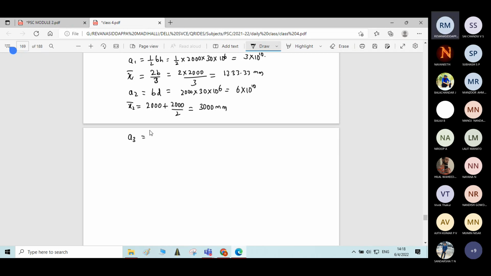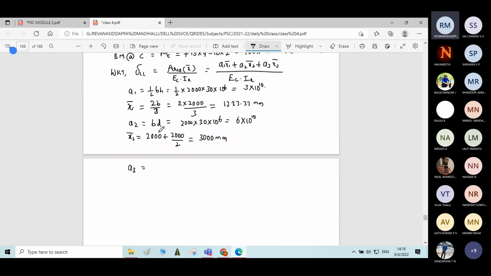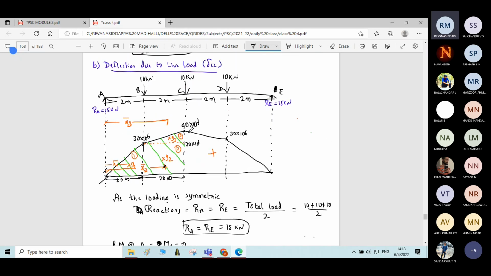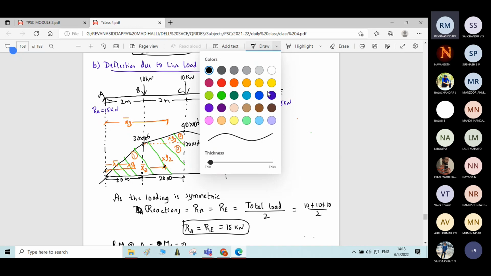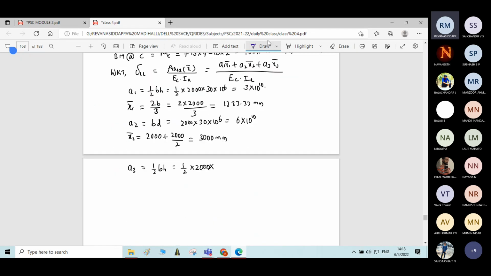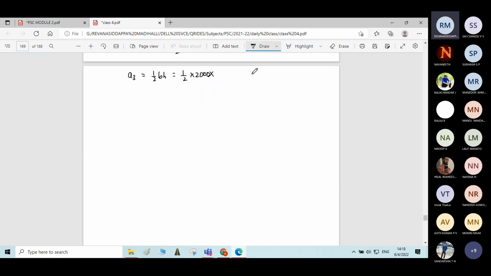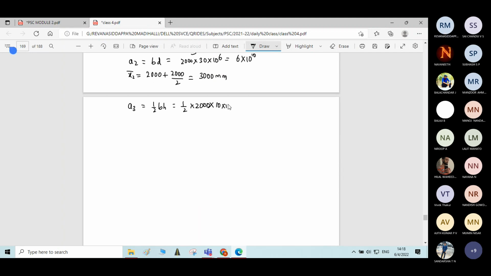Then coming to area 3, the area of triangle 3, again half into base into height. Half into base, which is 2000. So you need to calculate the height. What will be the height, students, here? Here 40 minus 30, you will get 10 into 10 power 6 as the height of this component 3. So the answer is 1 into 10 power 10, which is area 3.